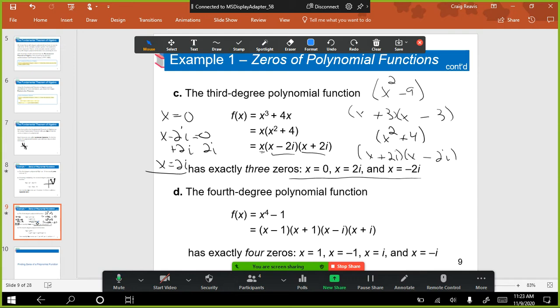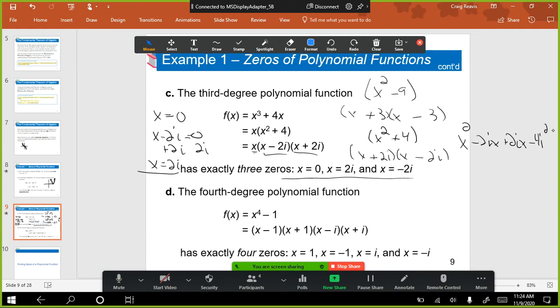Notice what happens when I multiply that back out. x times x is x squared. We're still going to have the middle two terms add to 0. x times negative 2i is negative 2ix. 2i times x is positive 2ix, and then 2i times a negative 2i is negative 4i squared, right? Well, these two add to 0, and notice what we have. We said i squared always equals negative 1, right? So negative 4 times negative 1 is positive 4.